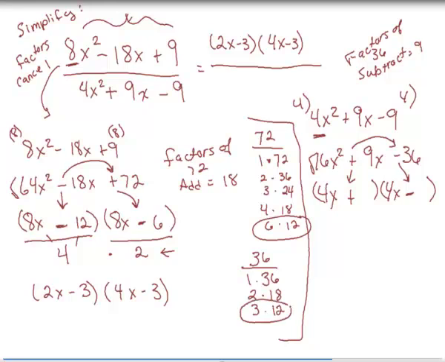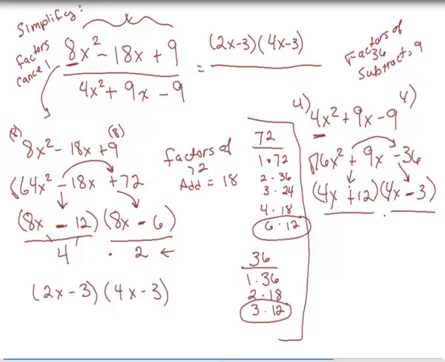There you go. They subtract to make 9, don't they? 12 minus 3 is 9, so this must be a 12 and a 3. You always write the biggest one first because this has to be a positive 9. All right, now what's common?